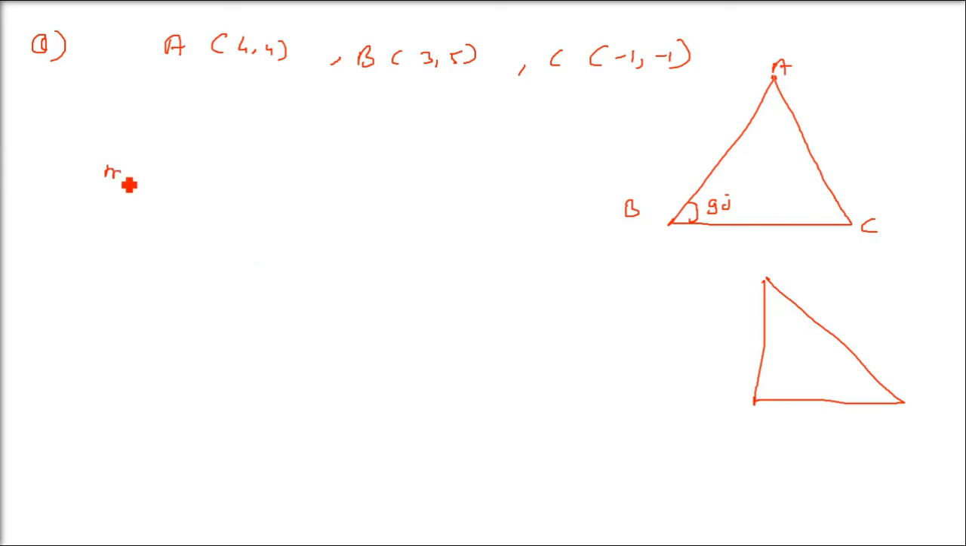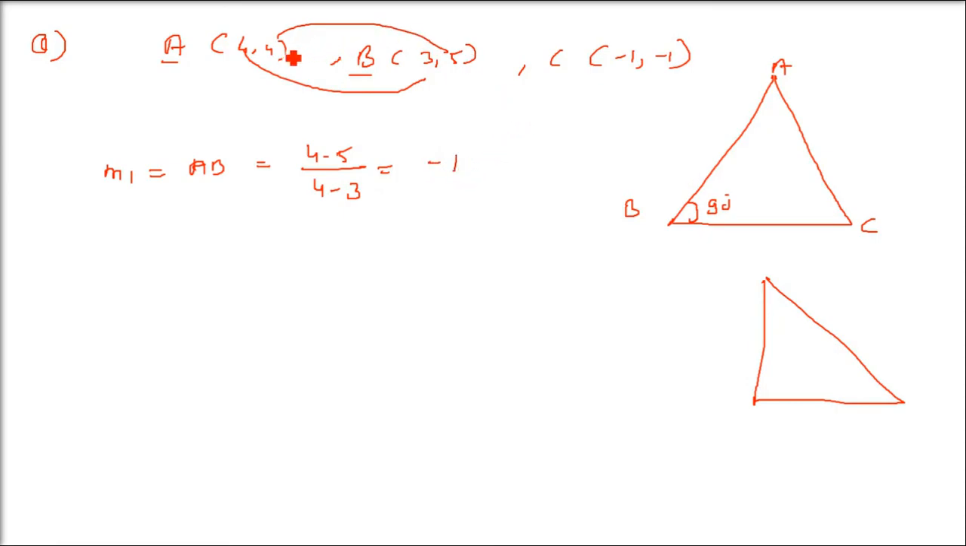So we'll find out the slope of two lines. Say m1, the slope of AB. Either you can take y2 minus y1 by x2 minus x1, or you can take y1 minus y2 by x1 minus x2. It doesn't matter. So we took (4 minus 5) by (4 minus 3). And this is going to be minus 1.